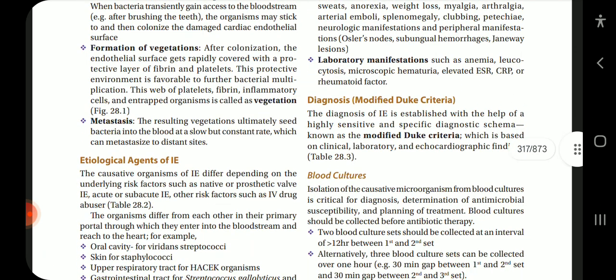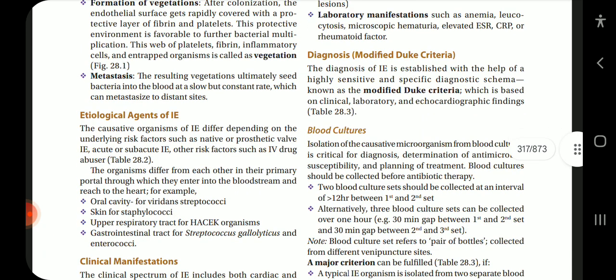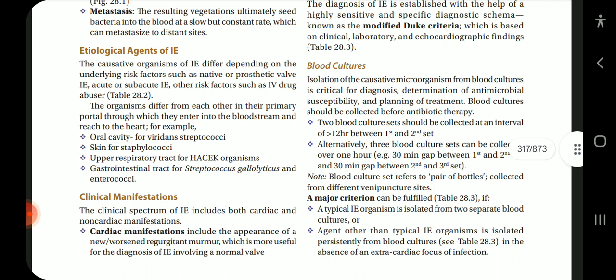The diagnosis of the disease is made by the modified Duke's criteria. The modified Duke's criteria involve blood cultures, in which isolation of the causative microorganisms from blood cultures is critical for diagnosis, determination of microbial susceptibility, and planning of treatment. Blood culture should be collected before antibiotic therapy. It can be done in two ways: two blood culture sets collected at an interval of more than 12 hours between the first and second set, or three blood culture sets collected over 1 hour, for example with a 30-minute gap between the first and second set and a 30-minute gap between the second and third set.